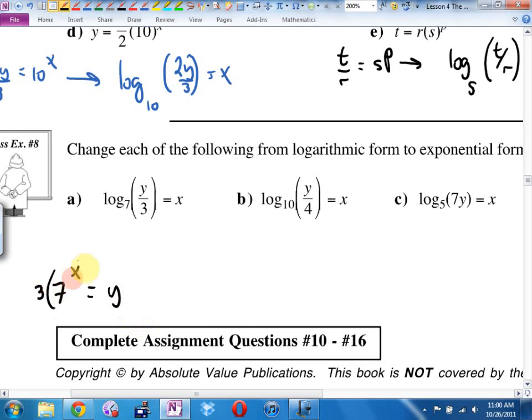Did I go too fast? Are you guys okay? Two steps at once, not the end of the world. B, this is going to be 10 to the x equals y over 4. You know what? Instead of over 4, I'll times by 4 over here.